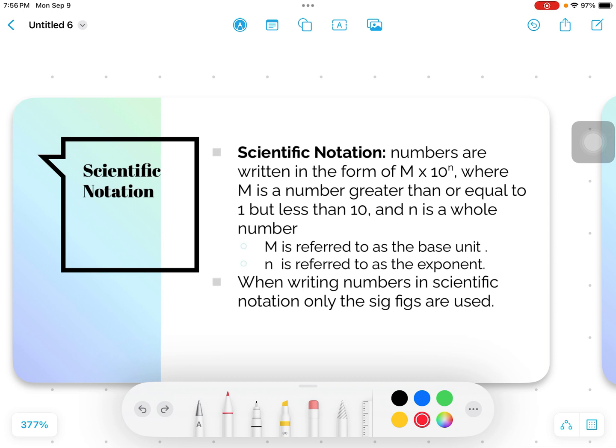So scientific notation are numbers written in the form of m times 10 to the nth, where m is a number greater than or equal to 1, but less than 10, and n is a whole number. So m is referred to as the base unit, n is referred to as the exponent. So when writing in scientific notation, only the sig figs are used. So when we are talking about scientific notation and what comes in front of the times 10, so the m, we always have to make sure it is in sig figs, just to make our lives a little bit easier.